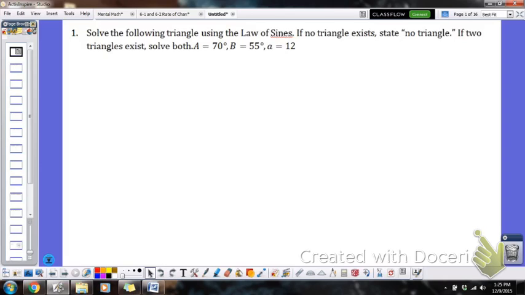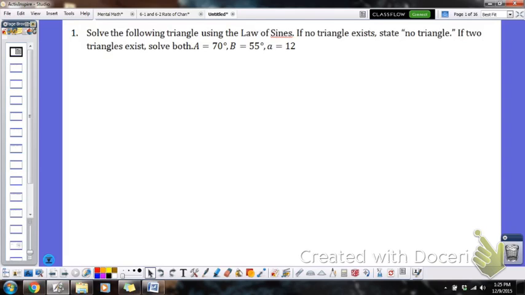Number 1 says to solve the following triangle using the law of sines. If no triangle exists, state no triangle. If two triangles exist, solve both. And it gives us that A is equal to 70, B is equal to 55, and little a is equal to 12. So let's just start by getting a triangle.